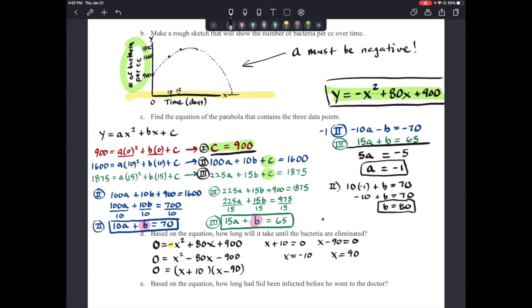Okay. So the question says, based on the equation, how long will it take until the bacteria are eliminated? Well, if he visits the doctor right here at that 0th day, and this is 90, it's going to take 90 days to get rid of all of the bacteria. The negative 10 wouldn't make sense because that's going back in time. But that may come up in the next problem. So let's write down our answer for this one first. It will take 90 days to eliminate the bacteria.